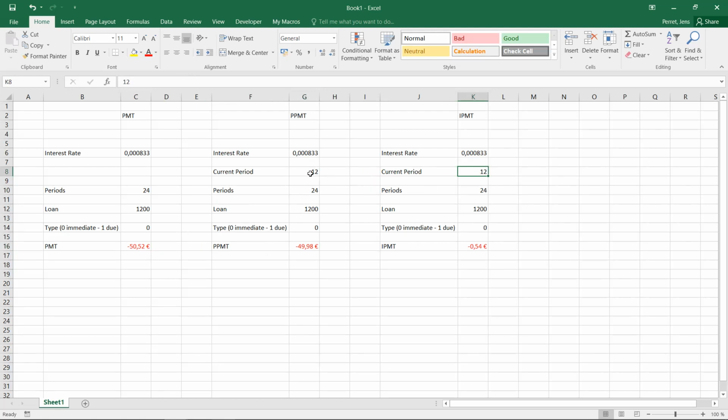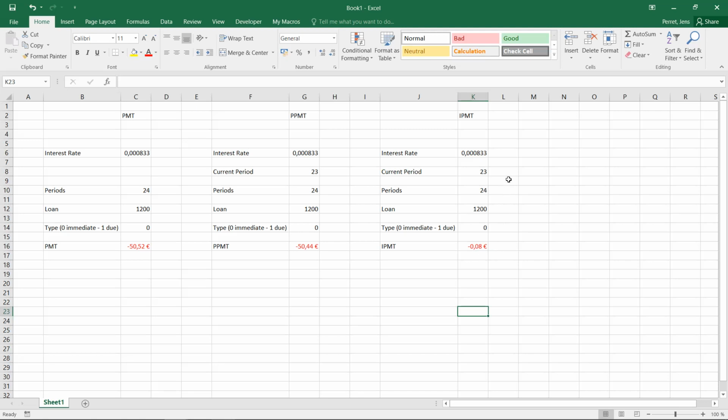If I want to start earlier in my schedule, I can, for example, select the second period. In this case, I see I haven't yet paid back this much of my loan. That's why my interest payment is higher. If I go to one of the last payment periods, I see my interest payments are even lower. So over the course of the payment plan, the principal increases, whereas the interest decreases.